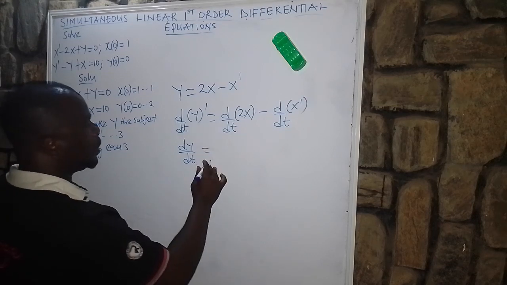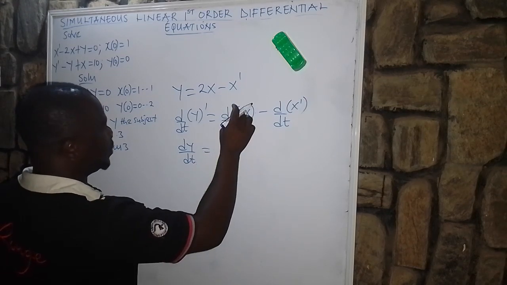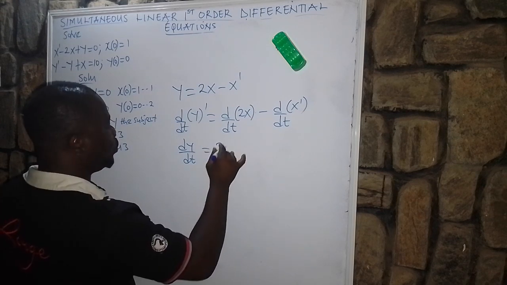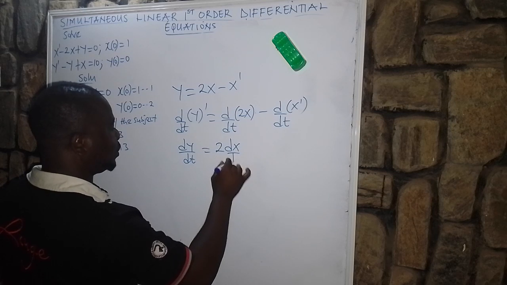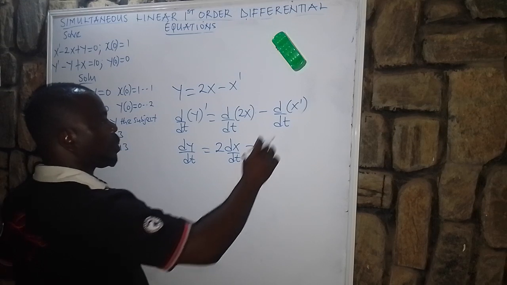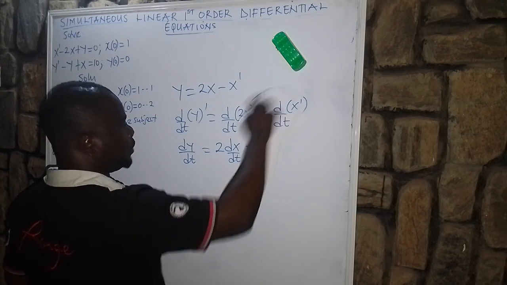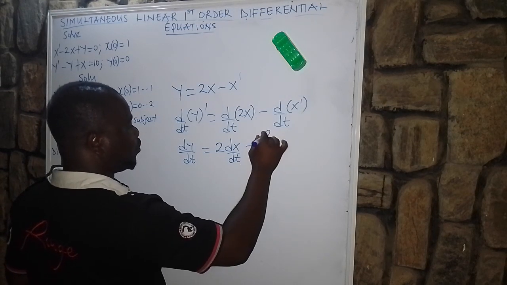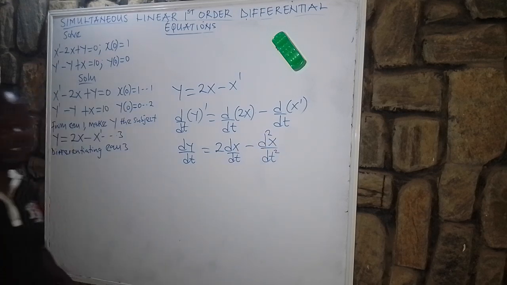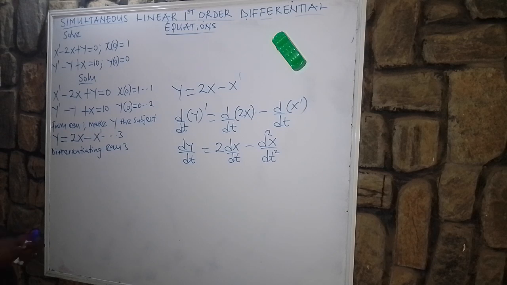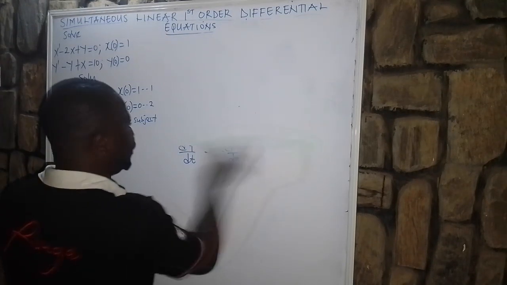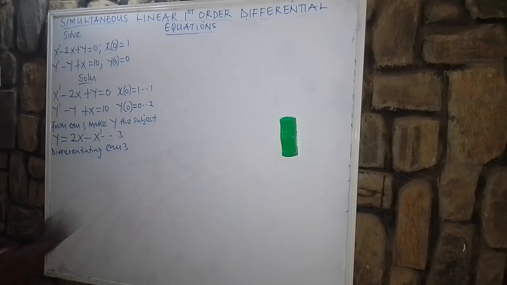So now the right side will be the same thing. If you differentiate 2x, you are going to have 2. So here will be 2 dx all over dt. Then minus, differentiate x prime. We are going to have d square x all over dt square. This is what you are going to have. So take notes in case you come across something of this kind. Okay, so let us look at it together.